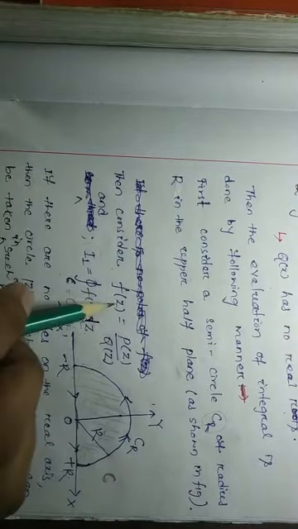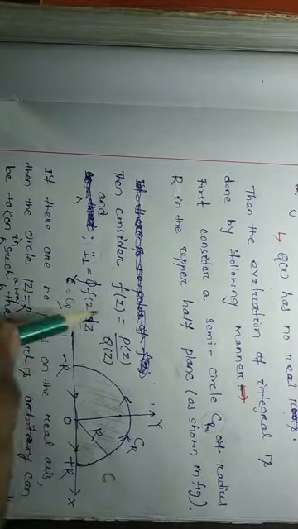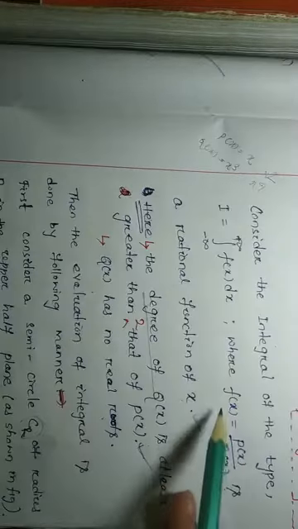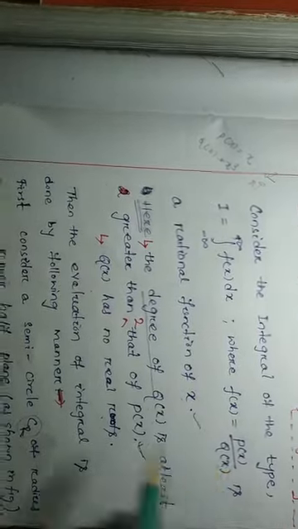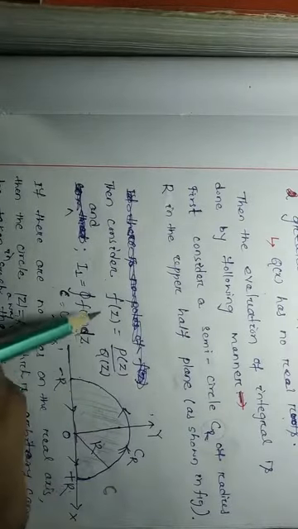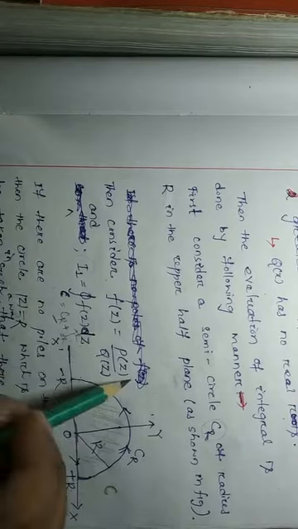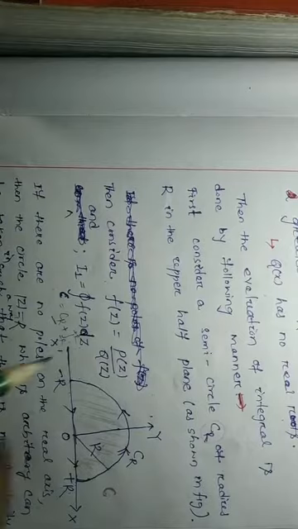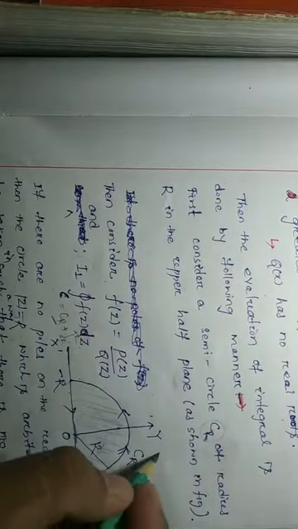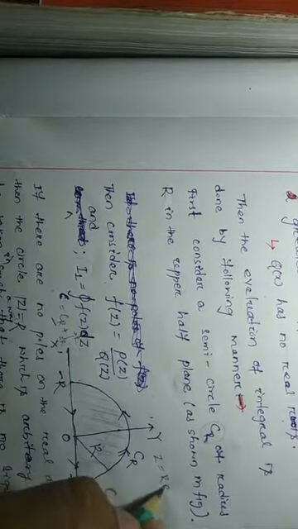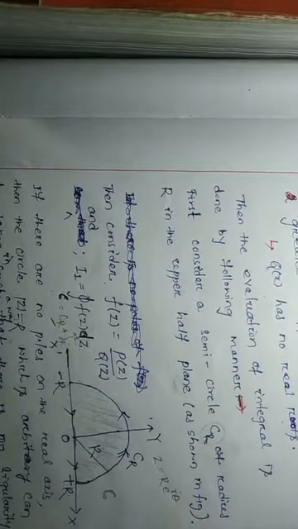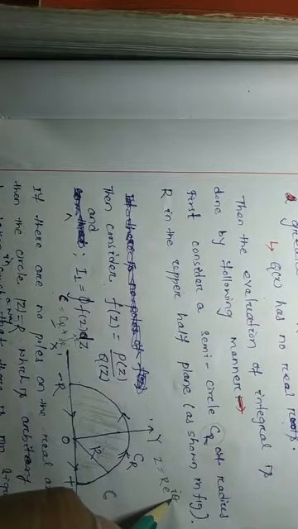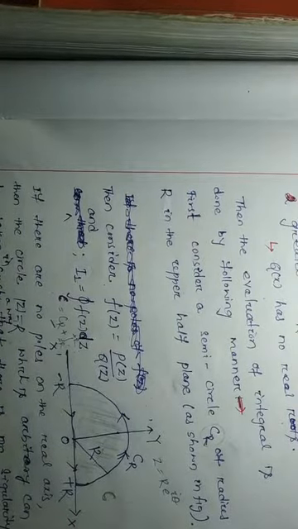Then f(z) is written in the form p(z) by q(z). Initially it was f(x), p(x), q(x); it has to be transformed to f(z) as p(z) by q(z). Here z is considered as r e to the power iθ, which we are going to discuss.